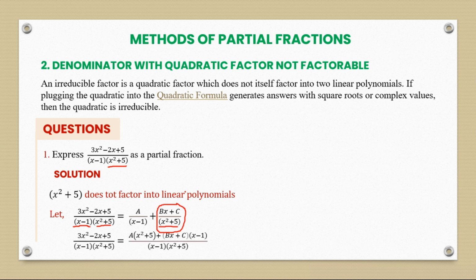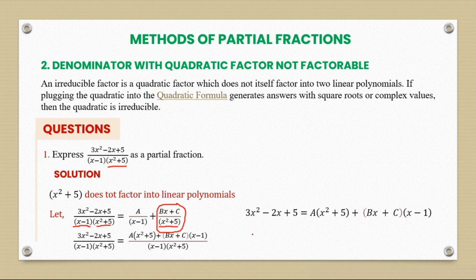So now when we find the LCM, the LCM is going to be x minus 1 times x squared plus 5. When we divide this by x minus 1, we have x squared plus 5 times a. And then when we divide the LCM by x squared plus 5, we remain with x minus 1. So we have x minus 1 times bx plus c. Therefore, when we cancel out these denominators, we remain with 3x squared minus 2x plus 5 being equal to the numerator value right there.